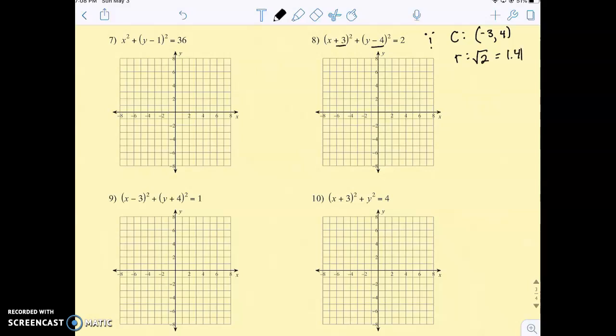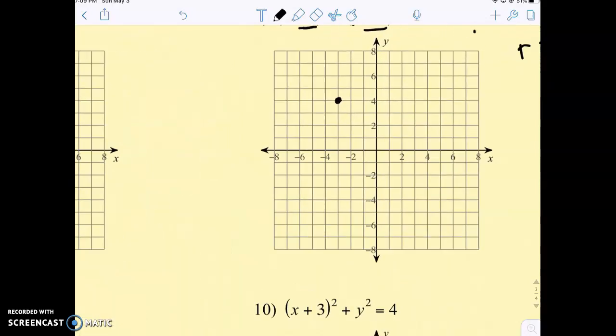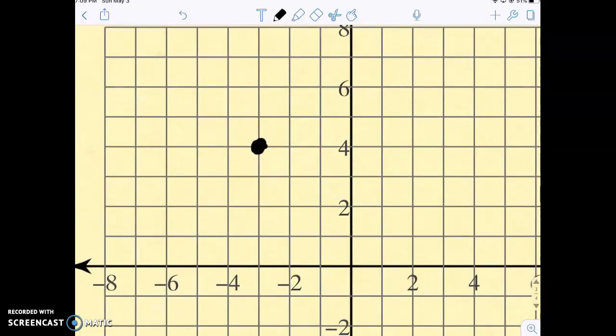We're actually going to graph that. So let's go to negative 3, 1, 2, 3, and then up 4. So there's the center. Got to blow up into it. The square root of 2 is approximately 1.4. So I'm going to go to the right 1.4. I'm going to go up 1.4, left 1.4, and down 1.4.